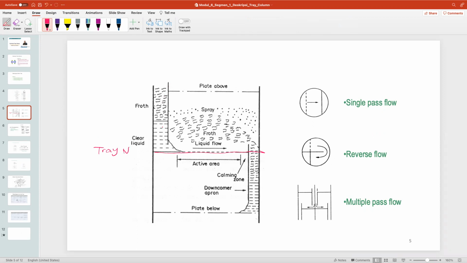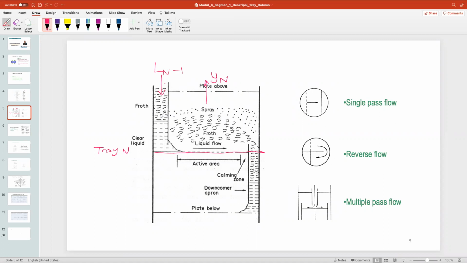This one is the, what is this? Is this YN? Yeah, this one is the vapor leaving the tray. So this is called YN. Yeah. So the liquid that came from another tray is called LN minus one.